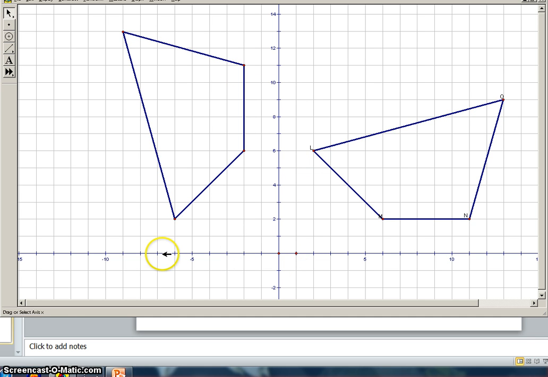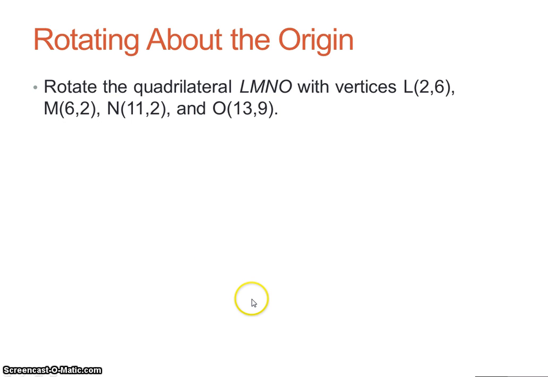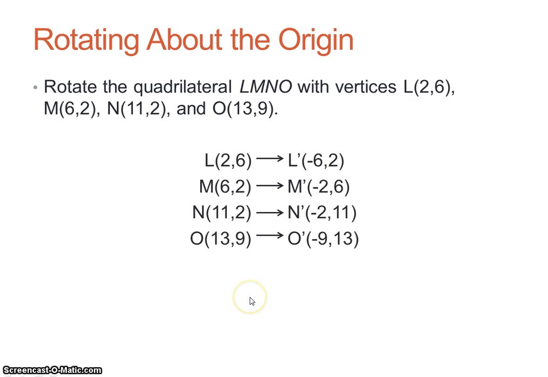Take a second to jot down these new coordinates and see if you can match up which ones go where. If you look at it and visualize how it rotates, which point would be what. I'm going to click back to the PowerPoint. We should have gotten that L maps onto L prime at negative 6, 2. M maps onto M prime at negative 2, 6. N maps onto N prime at negative 2, 11. And O maps onto O prime at negative 9, 13.